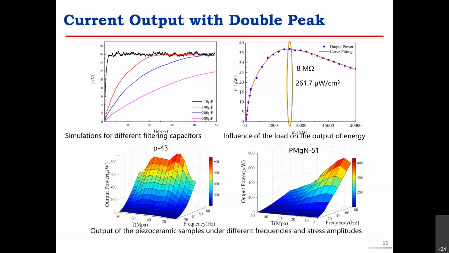That is a relatively hard PZT. And for a very soft PZT, sometimes we can't find this double peak. Here, we call this phenomenon the double peak. As far as I see, I think it's the nonlinearity of the D33 that causes this double peak phenomenon.